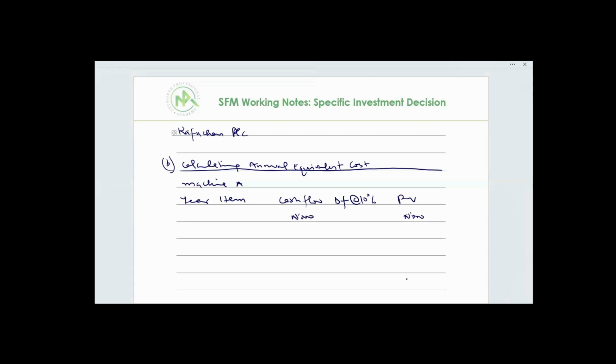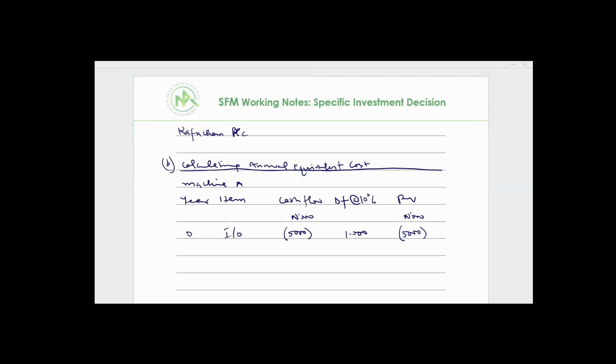Figures in thousands. Year zero, the initial cost of machine A. According to the question, it is 5 million naira. Here is 5 million. Discount factor at year 0 is 1. Then I will go back to the question: what's the useful life of machine A? Machine A has a 4-year lifespan. According to the question, my annual cash running cost is 100,000 naira. So year 1 to year 4 is 100,000 naira per year.